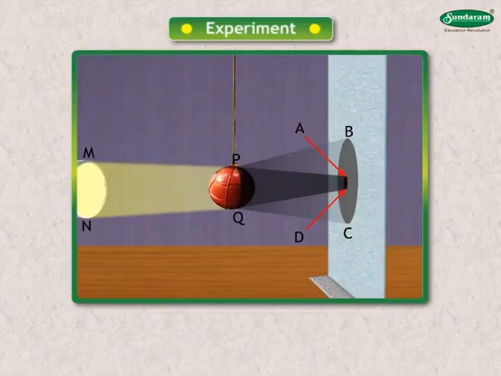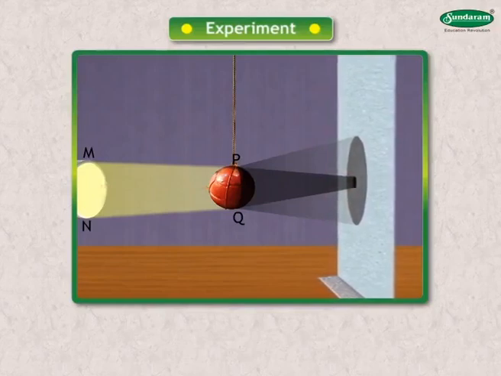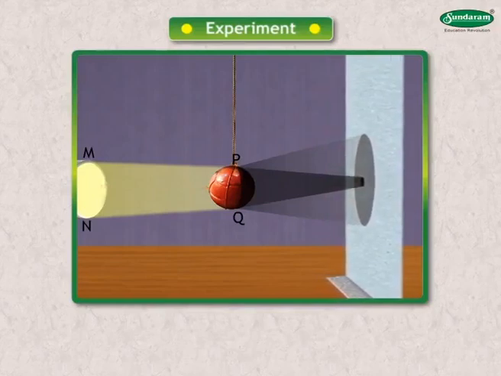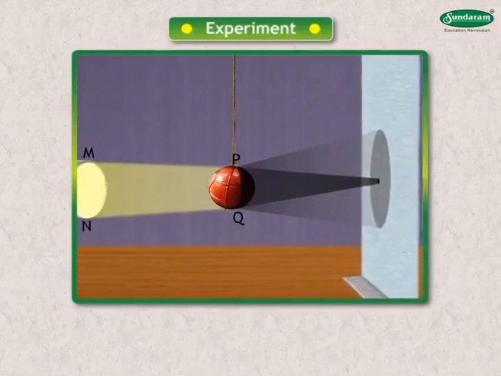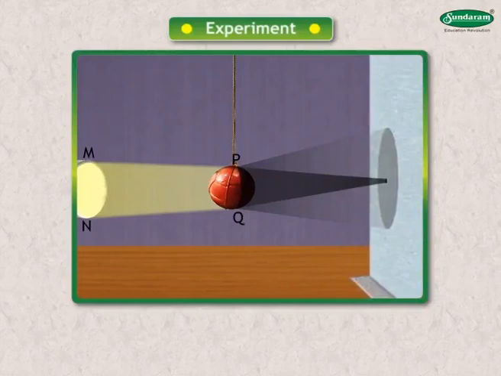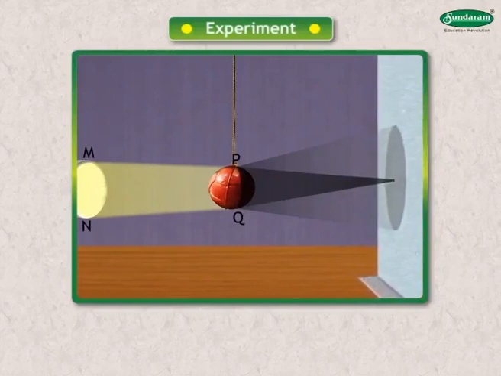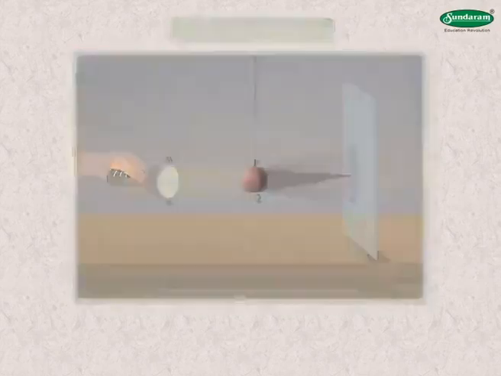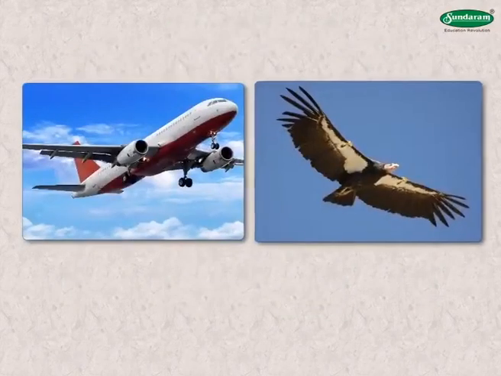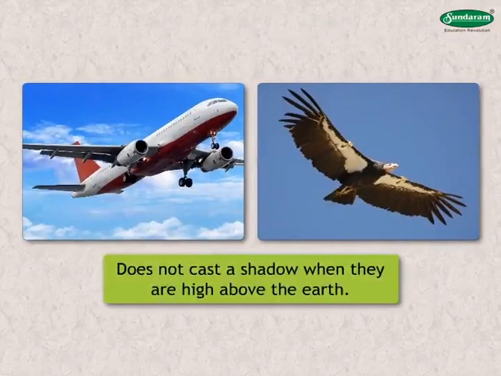Keeping the distance between the extended source and the ball same, move the screen further away from the ball. Observe the shadow of the ball. As the screen moves further and further away, the umbra becomes smaller and smaller till it completely disappears. This shows why an aeroplane or a bird does not cast a shadow when they are very high above the earth.